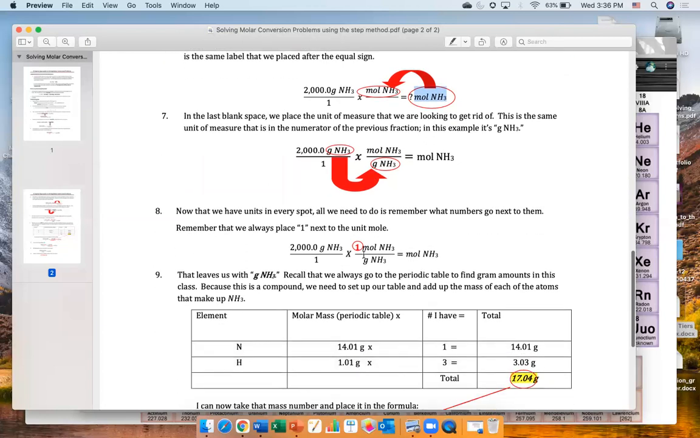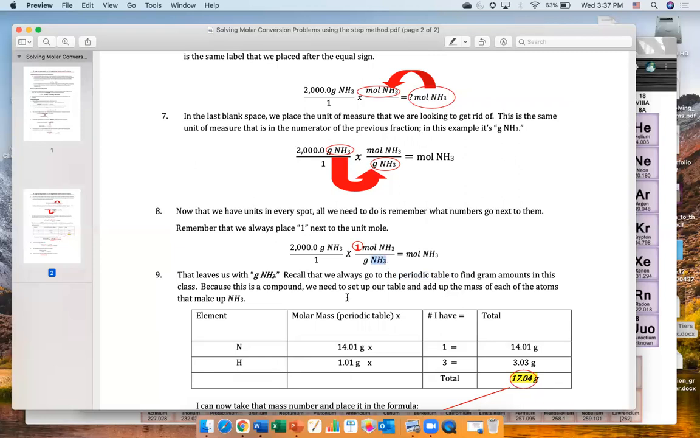So that just leaves me with one number now. I just need to know what number goes here next to the unit gram. And it's always the same in this class. If you need a gram number, you go to the periodic table to get that gram number. So remember what I said. The definition of a mole is 1 mole is equal to the molar mass of that substance. And where's the molar mass coming from? It's coming from the periodic table. So we just need to go to the periodic table and find the mass of this substance, NH3.